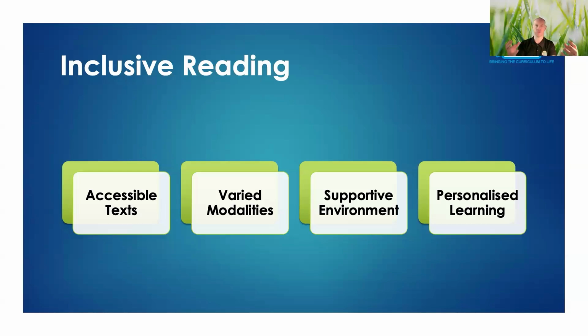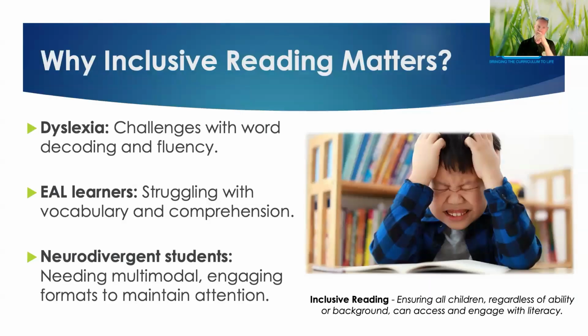So for me, inclusive reading is made up of a number of different things. First of all, we've got to make the text accessible. We've got to make sure that whatever a child's needs are, the text can be accessible to them. We do need various different modes. Some children are going to be very stimulated by visuals. Some children are going to need things in much more of an audio format. We need to make sure that the environment of using adaptive tools is supportive. We see this personalized learning approach.